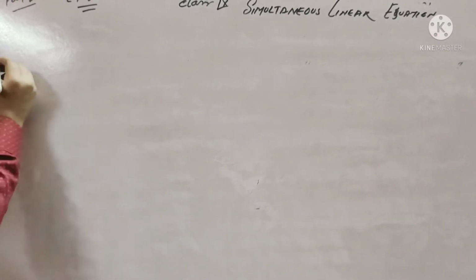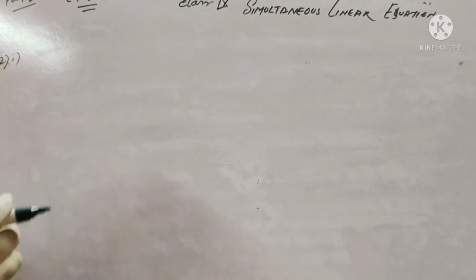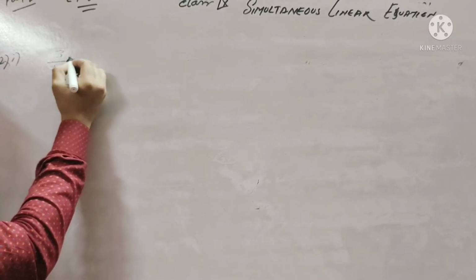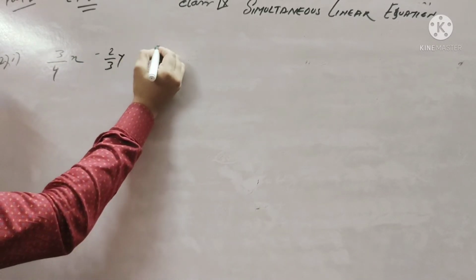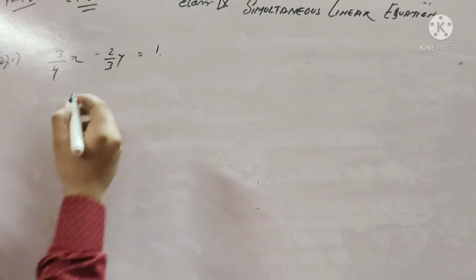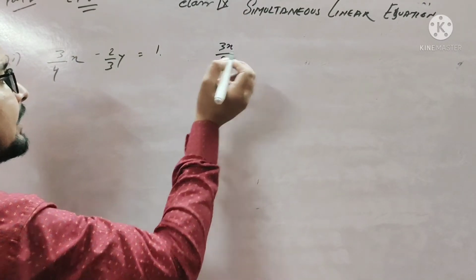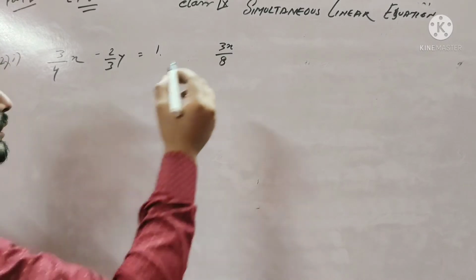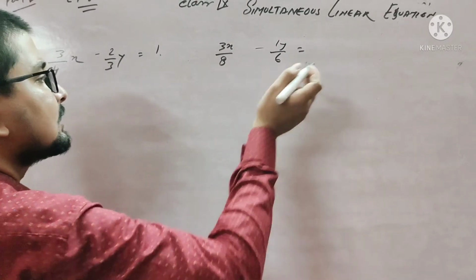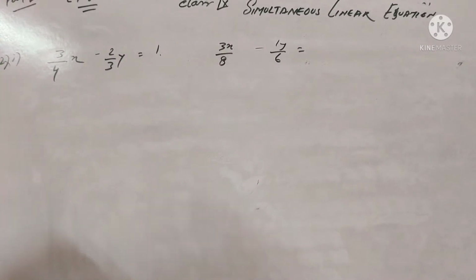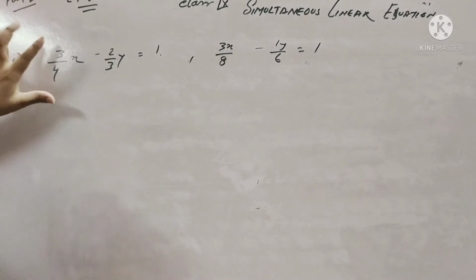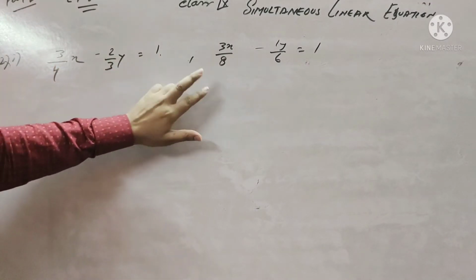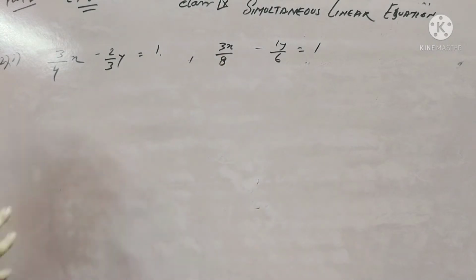Now time for question number 2, subpart 1: 3/4x minus 2/3y equals 1, and 3x/8 minus y/6 equals 1. Okay, just give me some time to check the question. First of all, we arrange the question in the proper form.